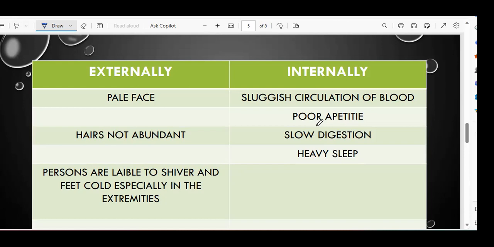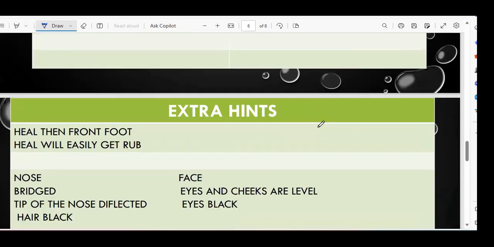Okay. This is external. So externally, whenever a patient comes to a clinic, observe his face, observe his hair. First look, then touch his hands. Then you can tell about all these things. His appetite is low. His digestion is very slow. He will sleep always. He needs heavy sleep. And this is internal. Because the circulation is low, lymphatic circulation is heavy. That is the reason these things will happen.